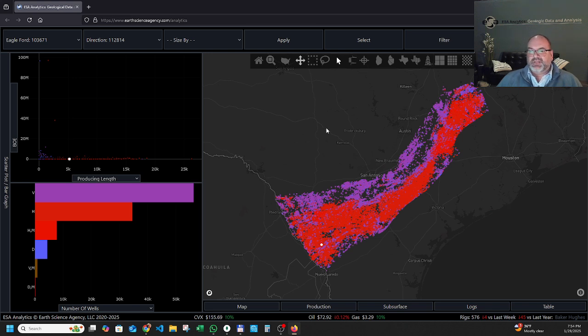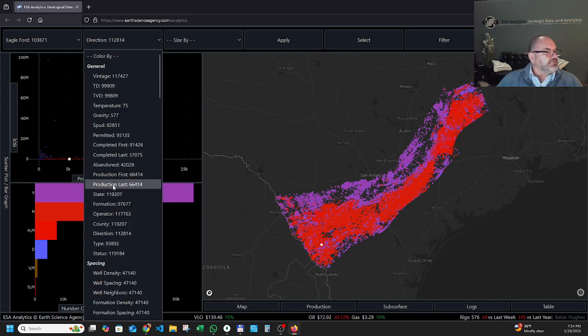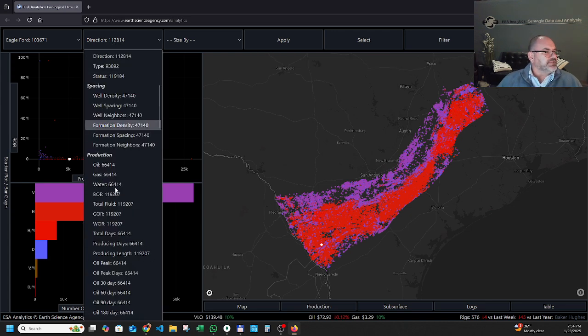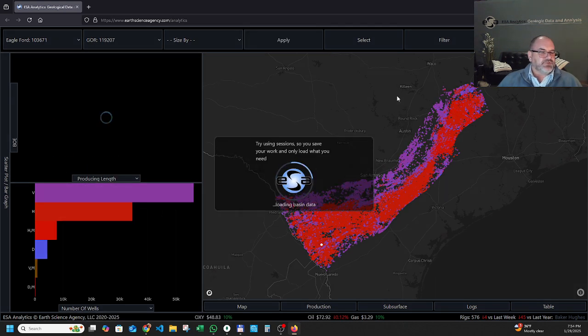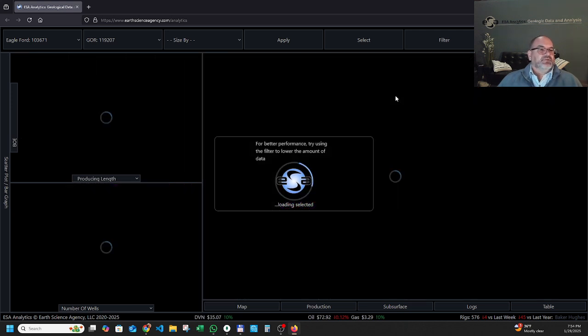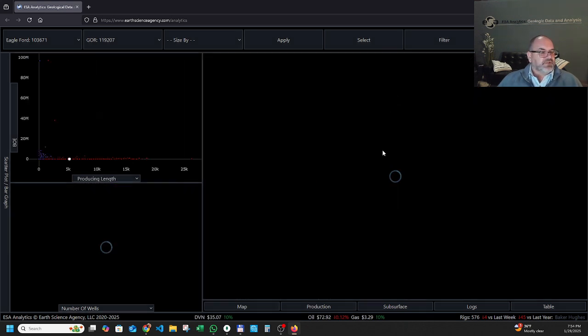So let's kind of see if we can figure out a little bit of why that is. It has a lot to do with where the oil is and where the gas is. And this GOR, the gas-oil ratio, is something that will help us understand where people are targeting gas and where they're targeting oil. Most wells produce both, but it's in different proportions.